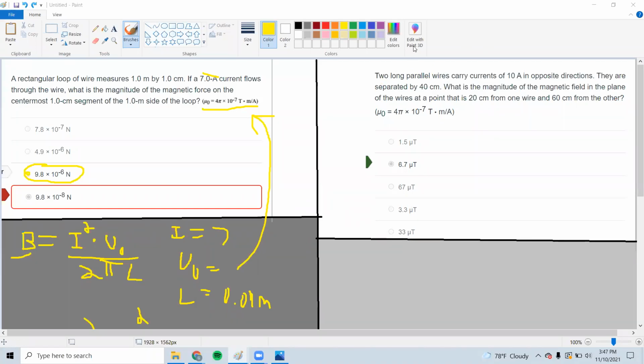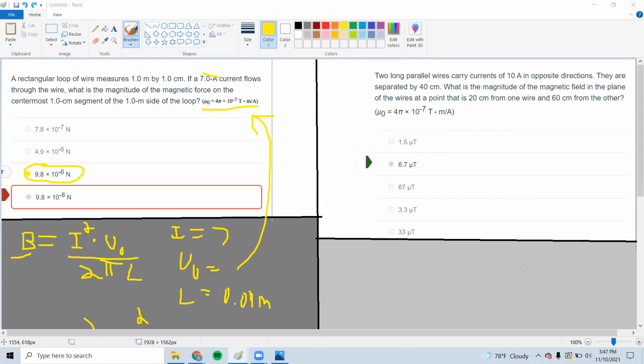This question states that two long parallel wires carry currents of 10 amperes in opposite directions. They are separated by 40 centimeters. What is the magnitude of the magnetic field in the plane of the wires at a point that is 20 centimeters from one wire and 60 centimeters from the other?